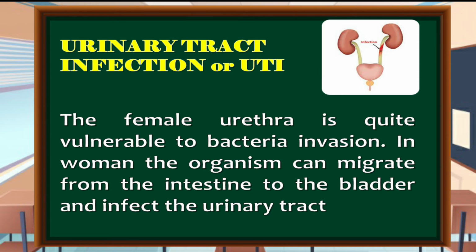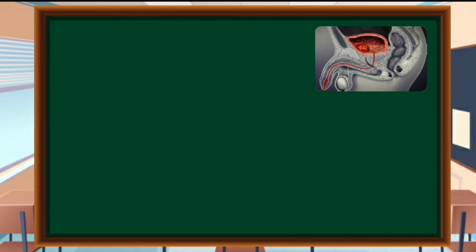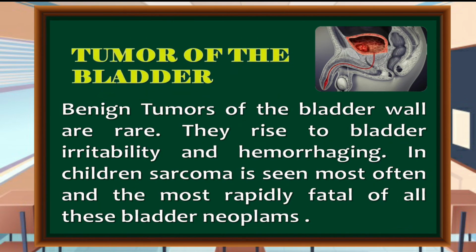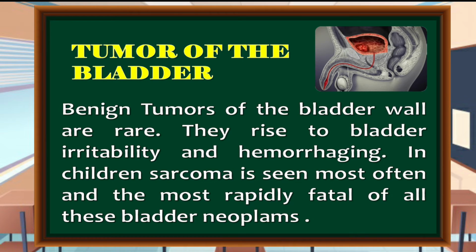The last one is the tumor of the bladder. Benign tumors of the bladder wall are rare. They give rise to bladder irritability and hemorrhaging. In children, sarcoma is seen most often, and it is the most rapidly fatal of the bladder neoplasms. Carcinoma is the most common tumor of the bladder. This is fatal if not removed because it interferes with bladder function.